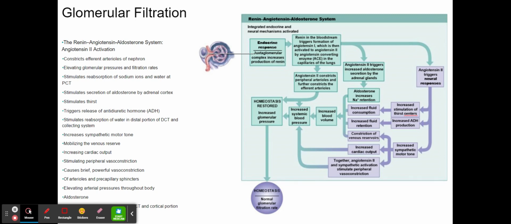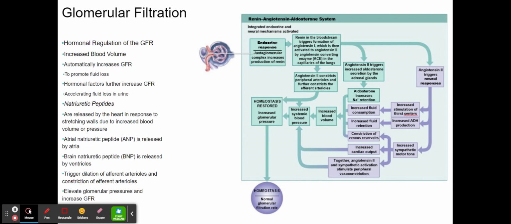Renin converts the inactive protein angiotensinogen to angiotensin 1. Angiotensin 1 is also inactive, but is then converted to angiotensin 2 by the angiotensin converting enzyme, or ACE. This conversion takes place primarily in the capillaries of the lungs. Angiotensin 2 acts at the nephron, adrenal glands, and the CNS. In peripheral capillary beds, angiotensin 2 causes a brief but powerful vasoconstriction of arterioles and precapillary sphincters, increasing the arterial pressures throughout the body. The combined effect is an increase in systemic blood volume and blood pressure and the restoration of normal GFR.